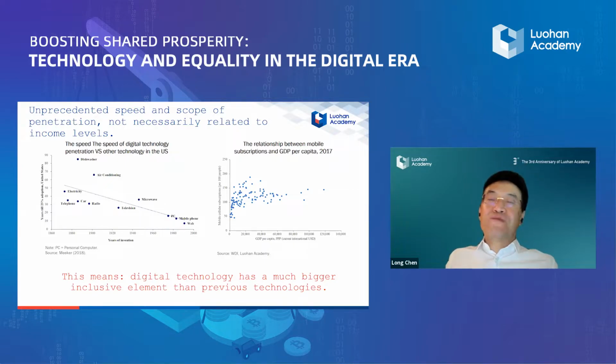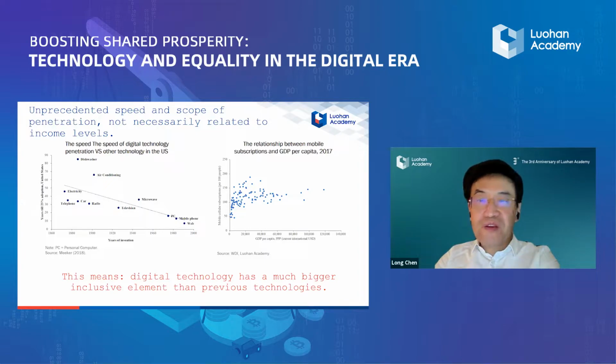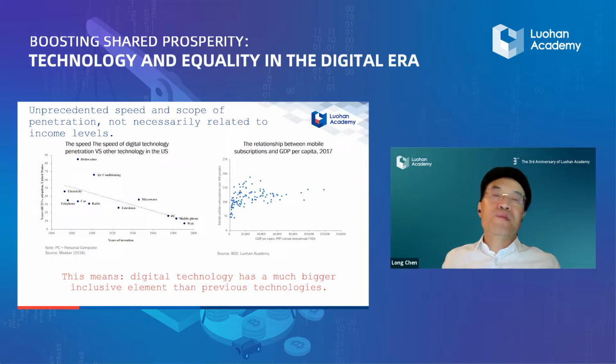Now, on the right graph, excluding the very low income, the relation between the mobile subscription and the GDP per capita is kind of vague. So the penetration of the digital technology is not necessarily related to the income levels, and this is very special compared to the previous technological revolutions.